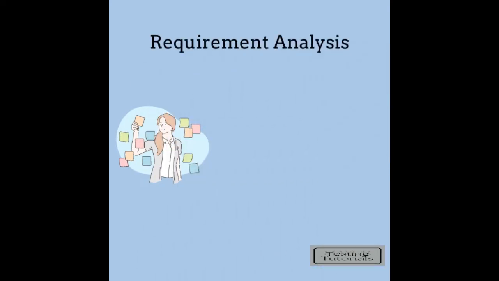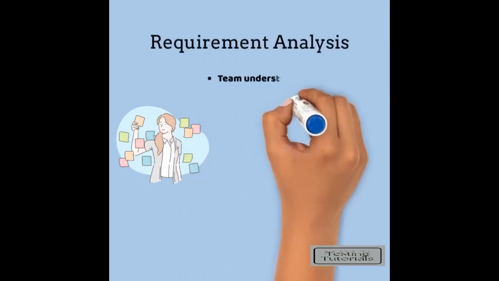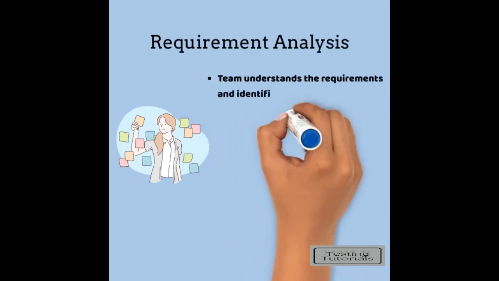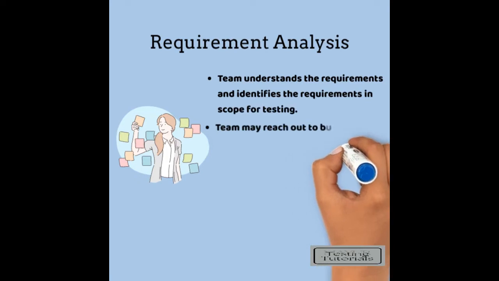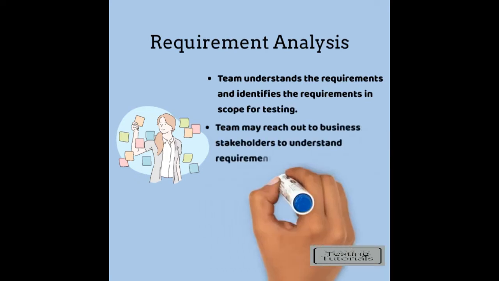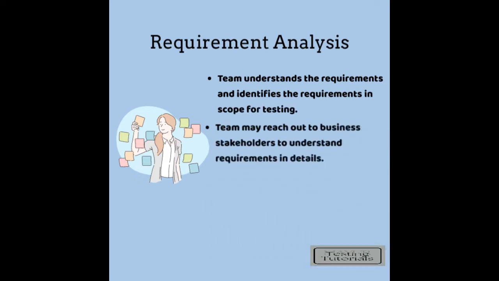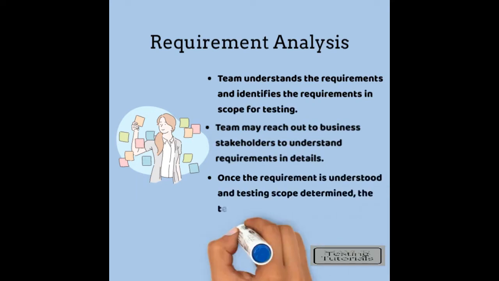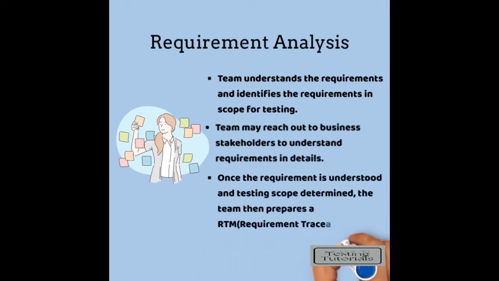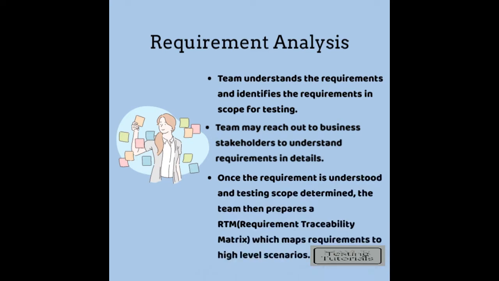Starting with the requirement analysis phase. During this phase the team understands the requirements and identifies the requirement and scope for testing. Team may reach out to business stakeholders to understand requirements in detail. Once the requirement is understood and testing scope determined, the team then prepares an RTM or Requirement Traceability Matrix, which maps requirements to high-level scenarios.